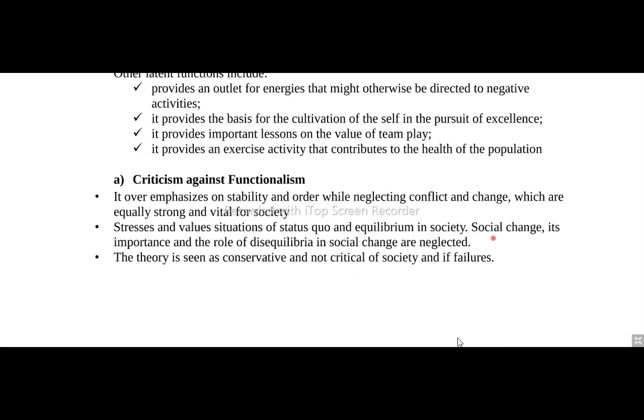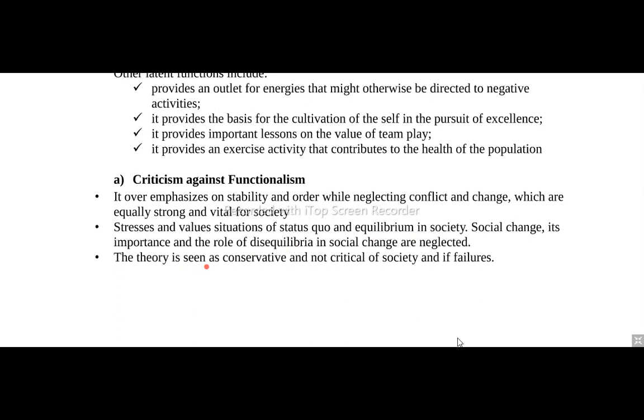Then we have social change. Its importance and the role of disequilibrium in social change are neglected. So because we want to leave things the way they are, in this functionalism we don't know how to deal with social change, how to deal with an imbalance in the society that is caused by the social change and the like.